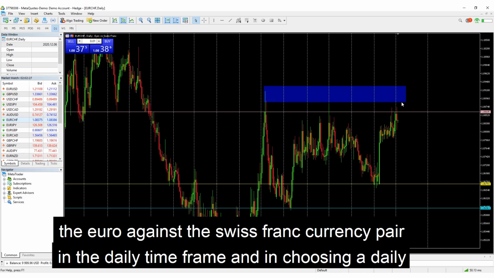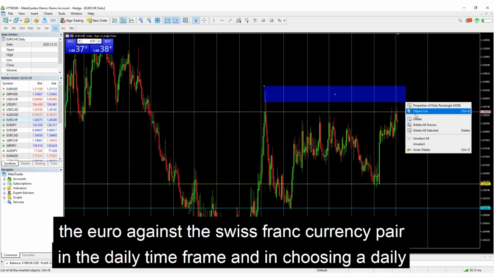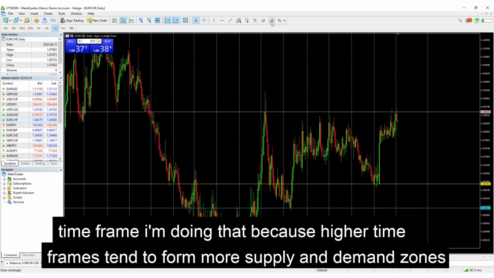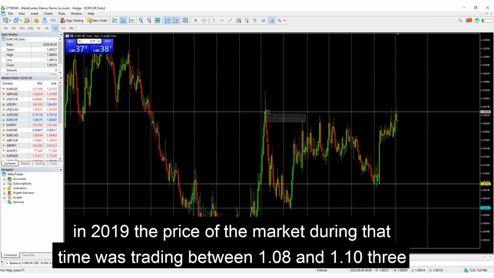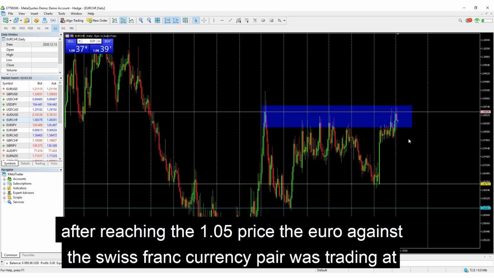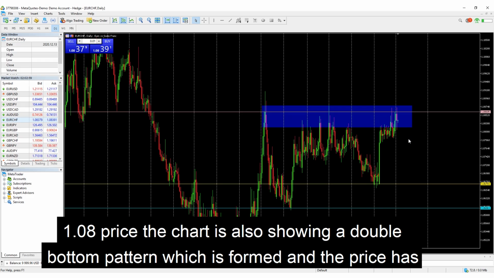Now, the chart is showing the euro against the Swiss franc currency pair in the daily time frame, and I'm choosing a daily time frame because higher time frames tend to form more supply and demand zones. In 2019, the price of the market during that time was trading between 1.08 and 1.10. 3 months later, in December of 2019, the price started to fall quickly with a strong downtrend. After reaching the 1.05 price, the euro against the Swiss franc currency pair was trading at 1.08 price.